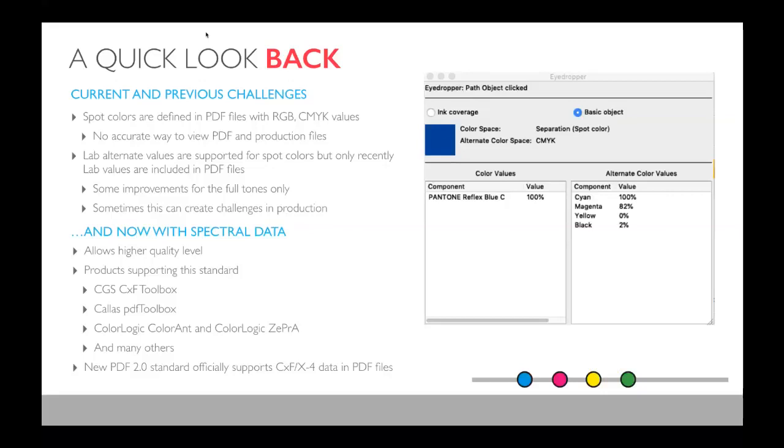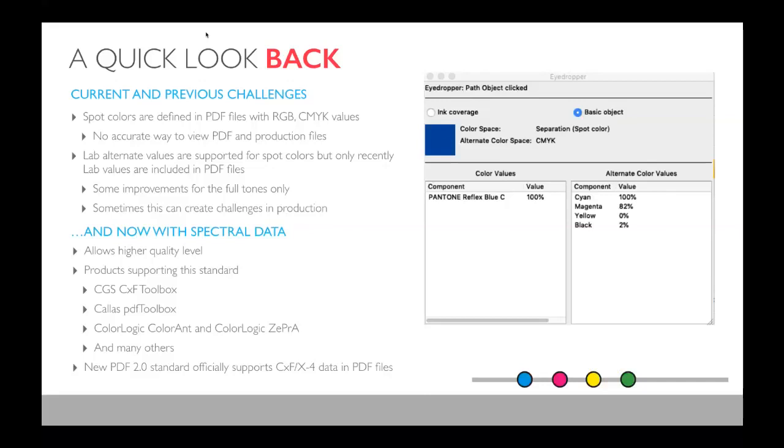Currently, spot colors can be defined in a PDF file with RGB, CMYK values, including lab and alternate color spaces. And only recently, lab values were included in PDF files. And even with that, it's been really referring to mostly the solid areas only. So again, like gradients and overprinting builds, it's trial and error, or even worse, what I like to call is you're proofing the job on press.